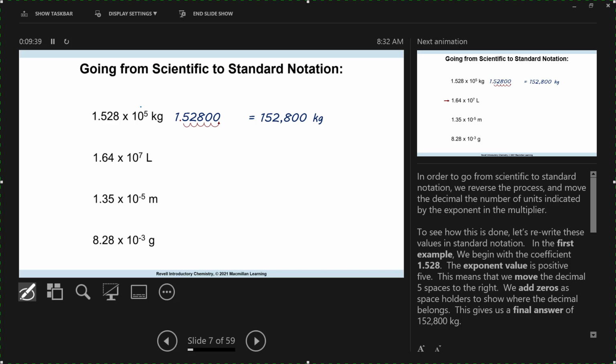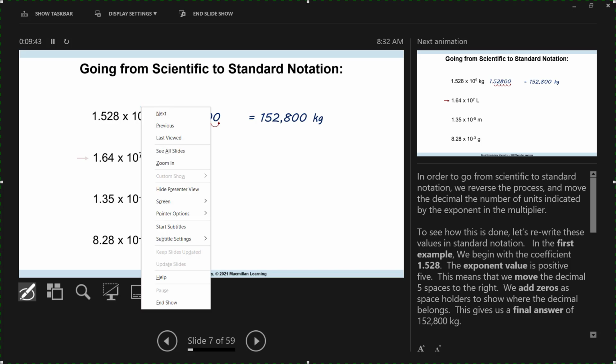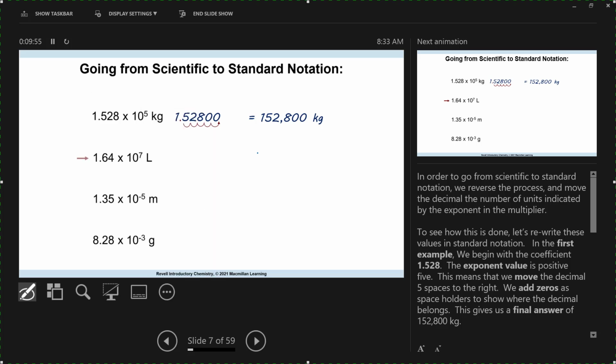So again, anytime you see a positive exponent, that represents a large number. Do the same thing here. We're going to have to move our decimal point 7 places to the right. Move your decimal point 7 places to the right, and we end up with 16,400,000 liters in this case.